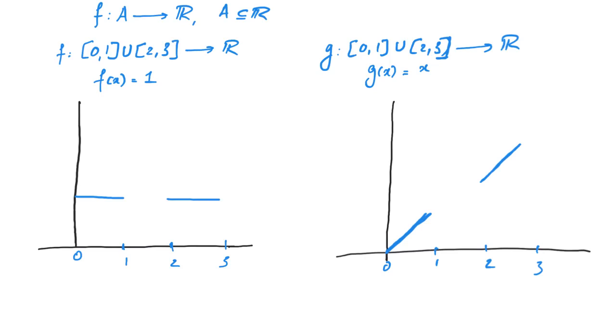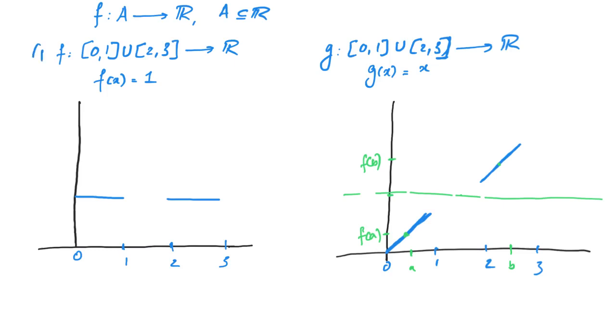If you take this to be a and this to be b, then this is f of a, this is f of b, and if you take a value c like this, then there is no point between a and b such that that value is attained. So this violates the intermediate value property.